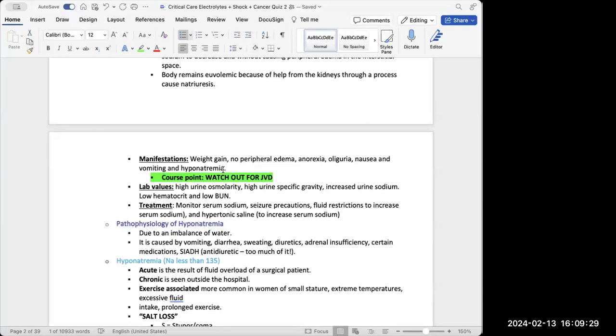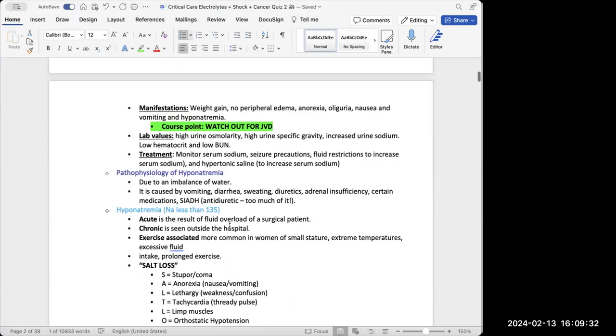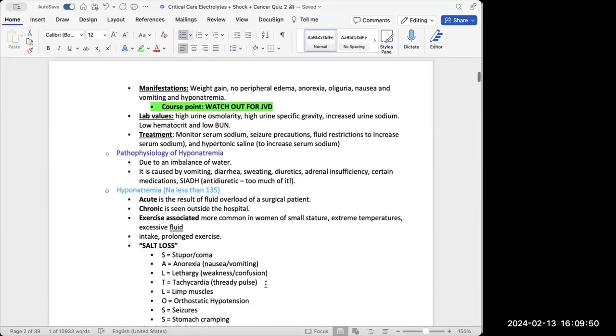Okay, yeah, thank you. And something else that I saw on CoursePoint is that actually, for lab values, they're going to have a low hematocrit and a low BUN. And that's probably because of all the water buildup in the vascular space. I just wanted to point that out. I saw that on a CoursePoint question, so I added that into my notes that I didn't have before. But yeah, our goal for this is sodium replacement, seizure precautions, fluid restrictions of regular water, but we want to encourage normal saline, and we've got to watch out for I&Os and daily weights.